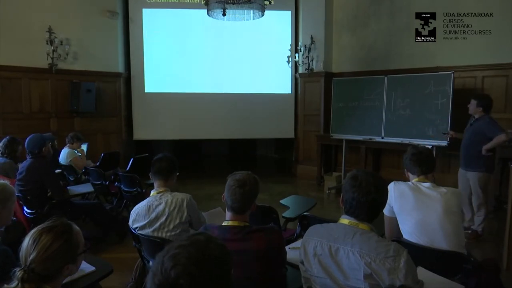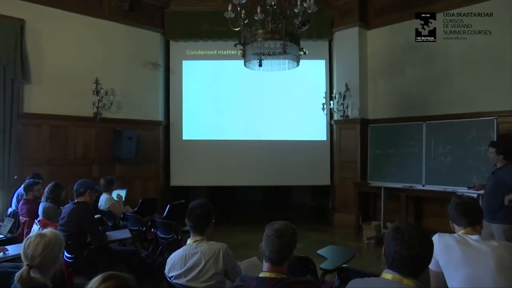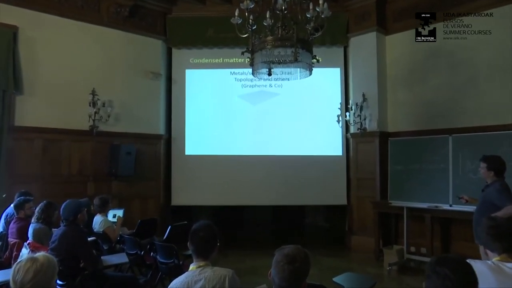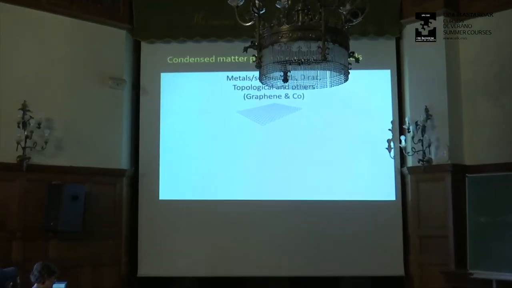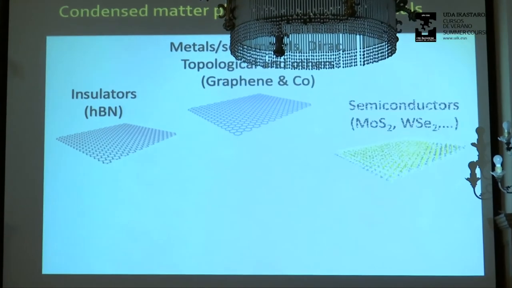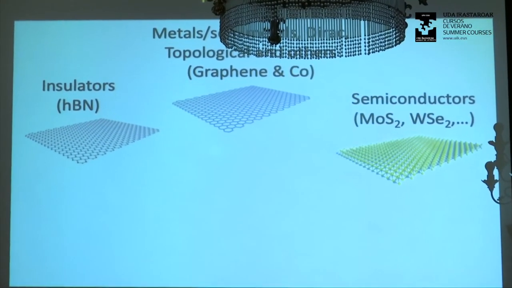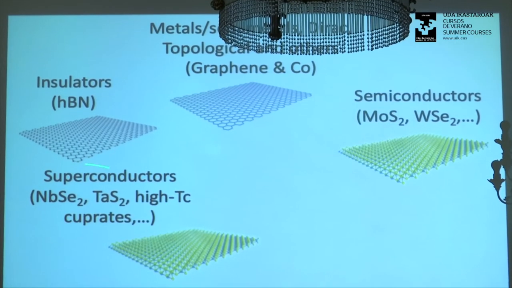Now, for a while, we've been having a lot of fun with 2D materials, and we've been exploring first graphene, then other topological materials such as WTe2. We also have insulators like hBN, semiconductors like 2H-MoS2 and WSe2. We even have superconductors, niobium selenide, tantalum disulfide, the cuprates, which we've all isolated in monolayer form.